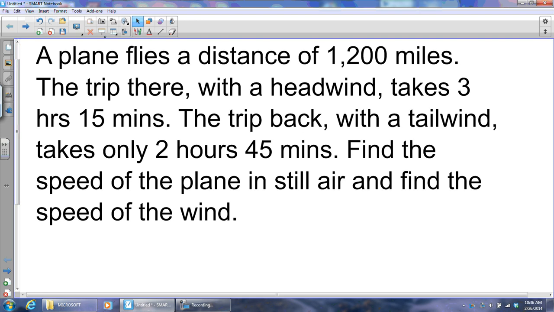Anyway, a plane flies a distance of 1,200 miles. The trip there with the headwind takes 3 hours 15 minutes. I'll bet you that's the same as 3 and 15/60ths. This kind of conversion should be simple for you honors algebra students. That would be 3 1/4 hours, or you could use 3.25.